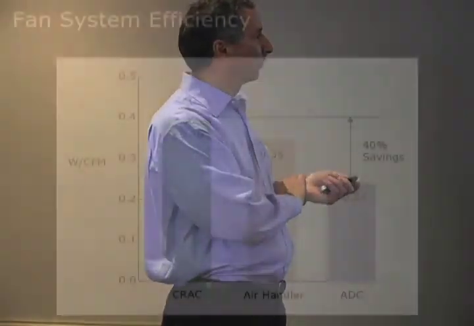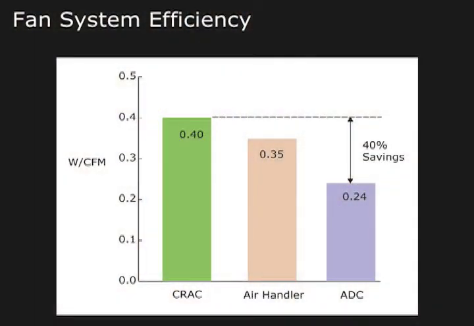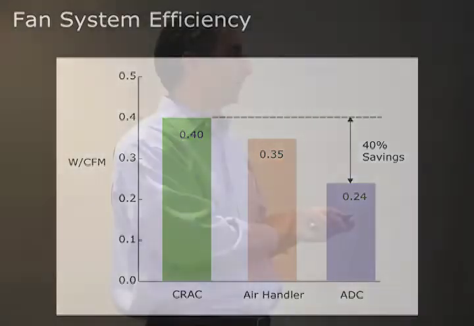If you look at the watts per CFM, this is a great metric to use to look at your fan system when you're doing a design or looking at an existing facility. How many watts do I have to use for every CFM of air that I move, cubic foot per minute? If you look at a CRAC unit, it's about 0.4 watts per CFM. An air handler, more of a standard piece of equipment, 0.3, and we're at right around 0.24 watts per CFM.